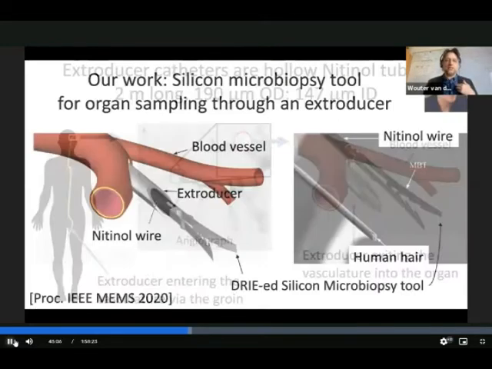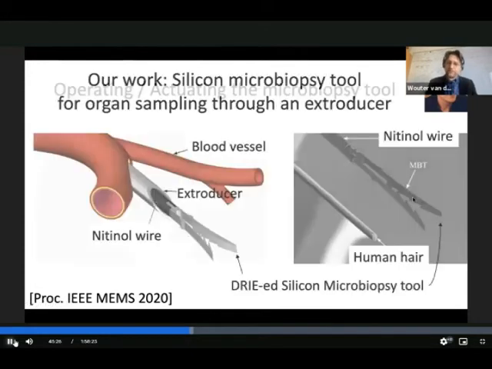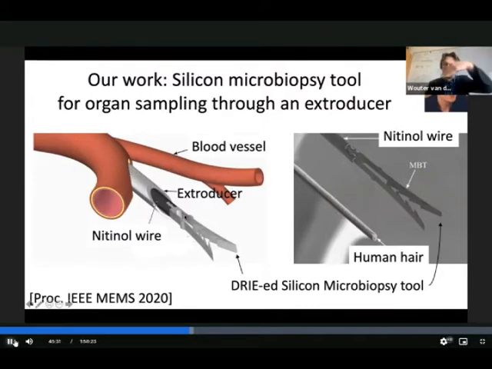And what our group does is develop tools, silicon tools that we can operate through this channel. The first tool that we developed was a silicon microbiopsy tool that is made using deep reactive ion etching. Here you see a cartoon of it, and here you see how it looks in real life. So this is a silicon gripper that is fixated to a nitinol wire and that can be inserted all the way through the tube inside the tissue to grip cells. Here you can see a human hair as a size comparison.